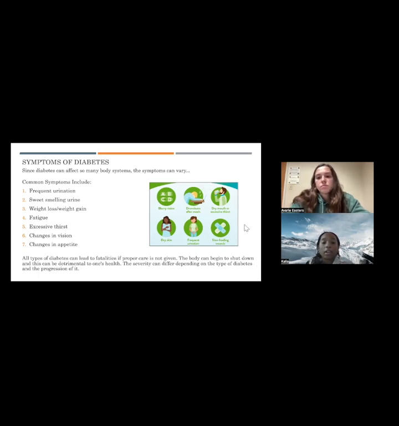This chart actually is more common with type 1 diabetes, and all diabetes can lead to fatalities if proper care is not given, and the body can begin to shut down, and this can be detrimental to someone's health. And the severity can also differ depending on the type of diabetes and the person who has it and the progression of it. Some people with type 1 diabetes, if they go long periods without treatment and they don't know what's wrong with them, can even enter things like comas. And like Avery mentioned before, people with type 2 diabetes can deal with necrosis.